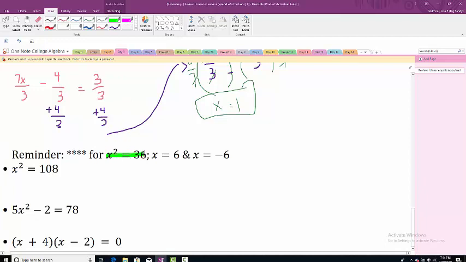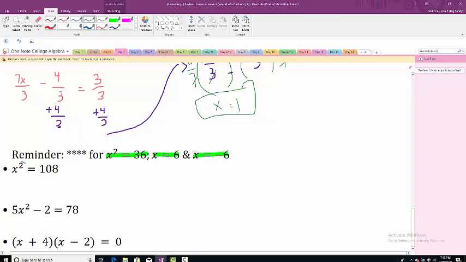X squared equals 36 has 2 solutions. X can be 6 and x can be negative 6. So remember that whenever you're doing opposite operation, a square root as an opposite operation, you got to remember your answer could be positive or negative. Okay, so x squared equals 108.